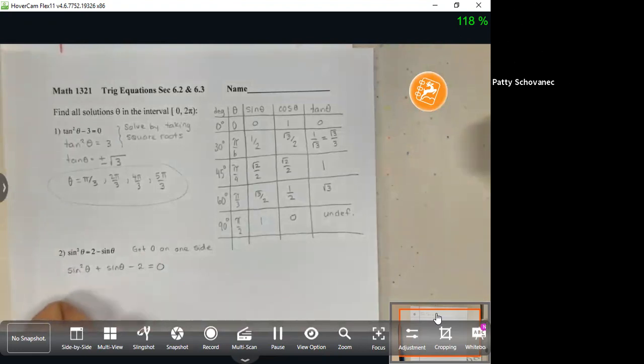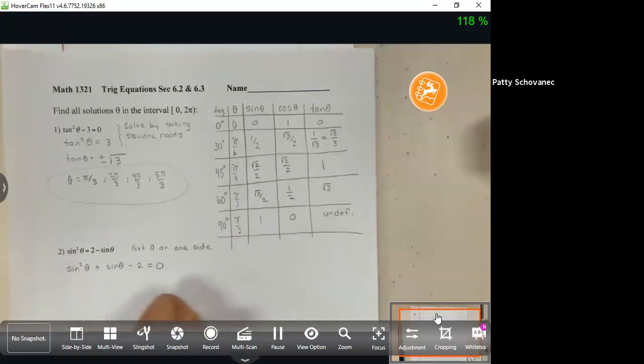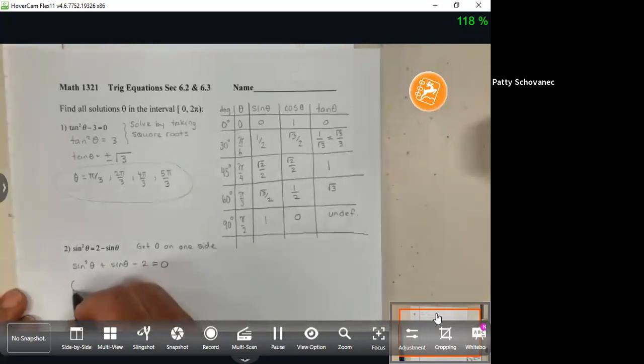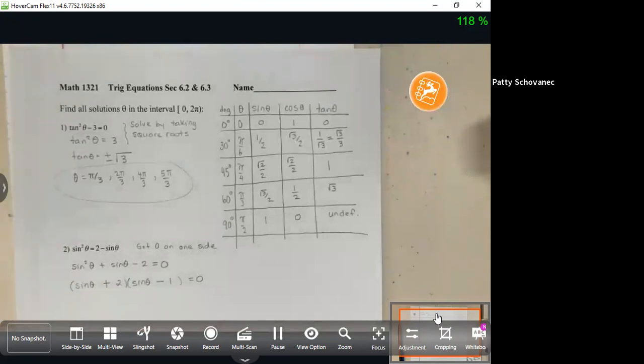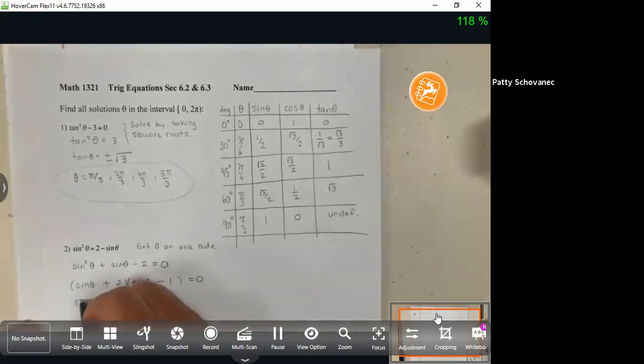That factors the way we factored y squared plus y minus 2. We factored the sine squared as a sine of theta times the sine of theta. We factor the 2 as a 2 times 1. I need opposite signs with a 1 in the middle, so I get a +2 and a -1. Then you set each factor equal to 0 and solve for the trig function.